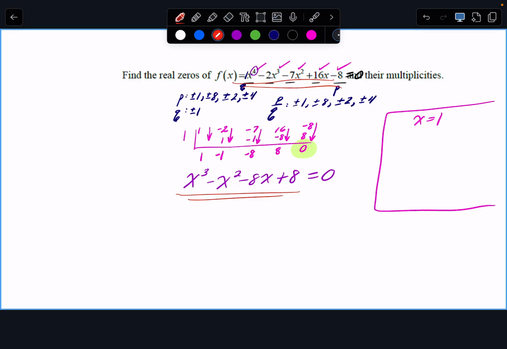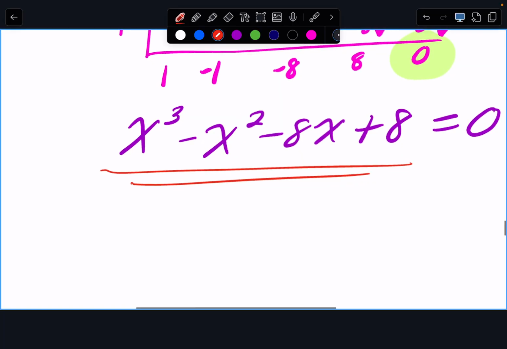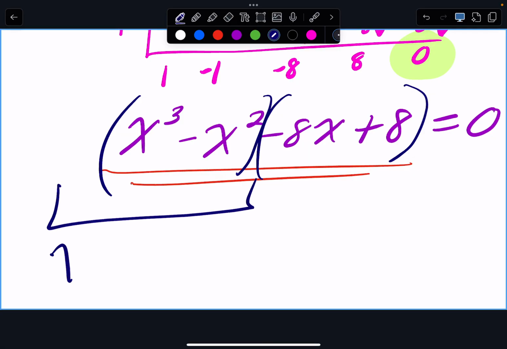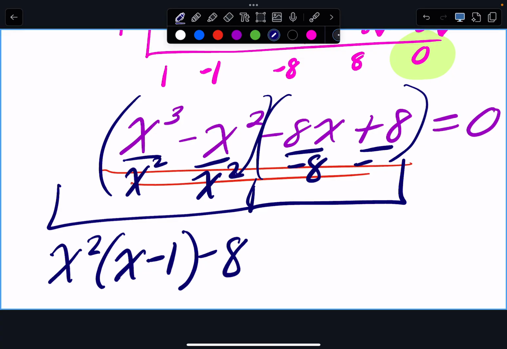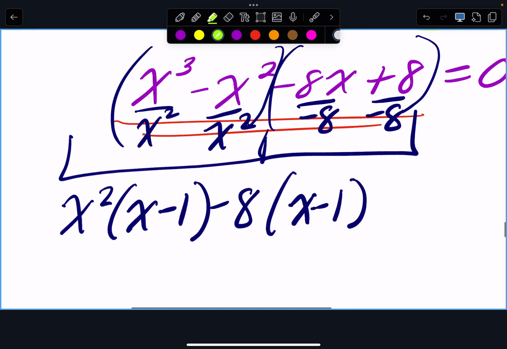Now, wouldn't you agree there are 4 terms here? So should we do it by grouping instead? It's up to you guys. Let's try it. Pull out x squared, divide by x squared, divide by x squared. Left is x minus 1. Pull out negative 8. Left is x minus 1. I am not finished, but grouping did work.